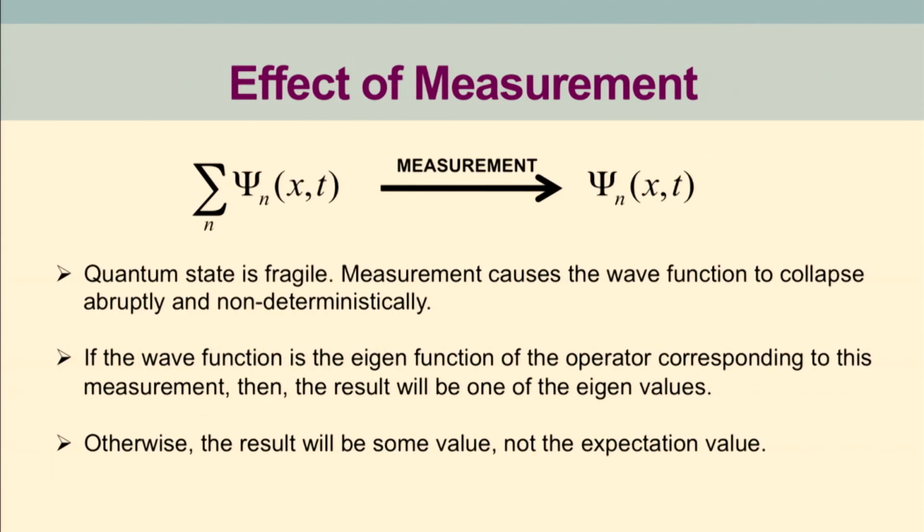Okay, moving on. In short, the effect of measurement is like this. Initially, for a general wave function, before I do the measurements, my particle remains in a linear combination of all the states, which is written as a summation over all n of psi n x,t. As soon as I measure it, it collapses into a given nth state, psi n x,t.